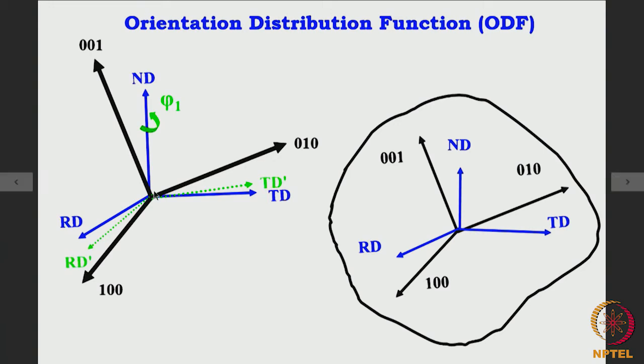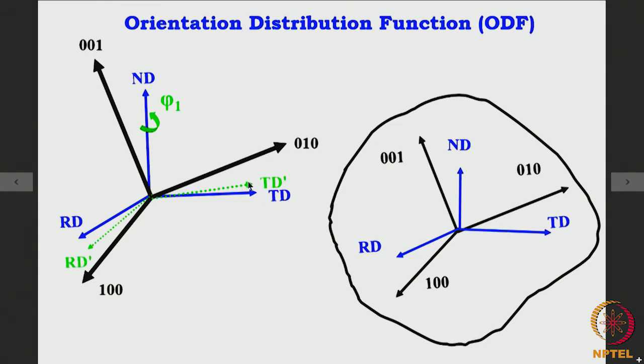So, the first rotation he suggested is by an angle phi 1 around ND. So, how much is phi 1? You see, the moment we give a rotation around ND, RD no longer stays in its original position. RD shifts to the position RD prime, TD shifts to the position TD prime.